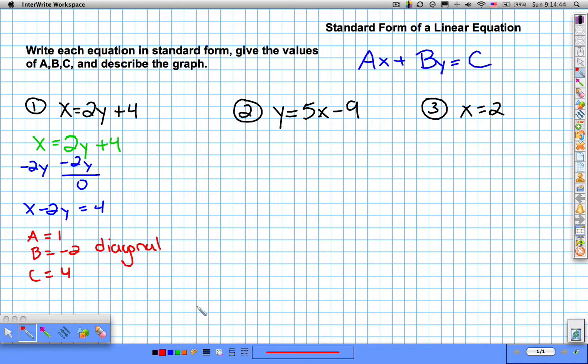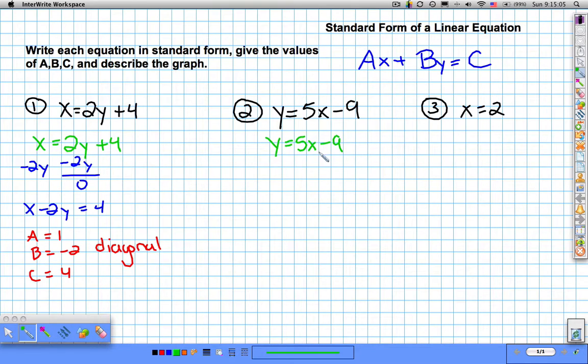Now let's move on to number 2. Is this in standard form? No, it's not, because this time the y term is by itself and the x term is on the other side. But we will get to this form eventually. This is actually called slope-intercept form. But right now we're just worried about standard form. So let's go ahead and write this in standard form.